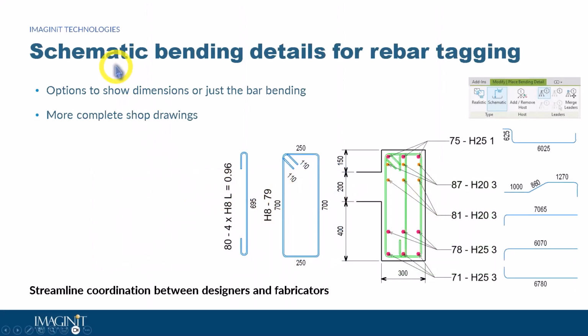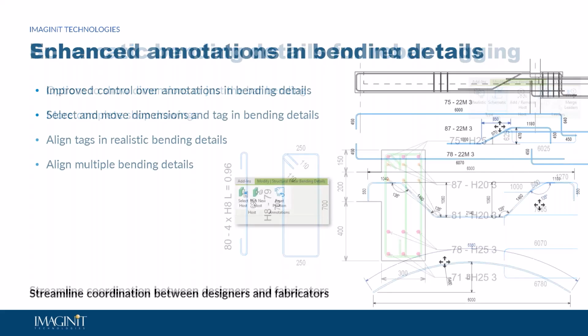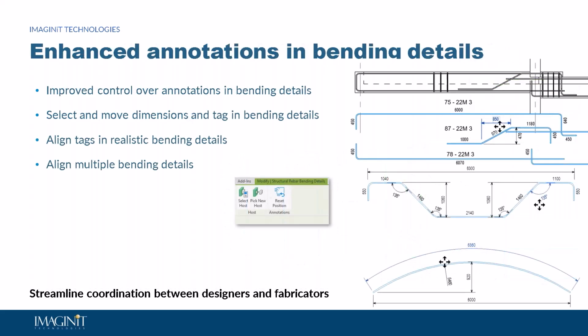And so the first one here is schematic bending details for rebar tagging. When we go to tag rebar, there's an enhanced display of bar bending information. And there's a couple of different choices you can use that will be a part of a tag, and we'll go through that. Then there are some enhancements to the bending details you create, the ability to manipulate, move, and adjust the dimensions and the text that go with it.